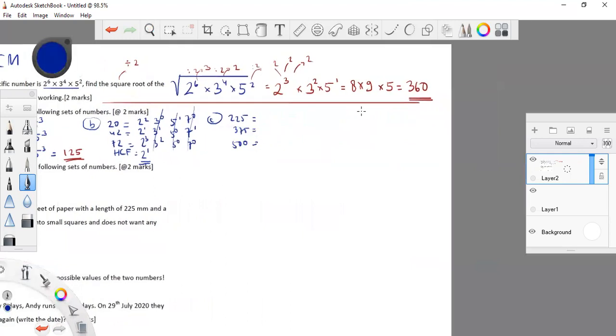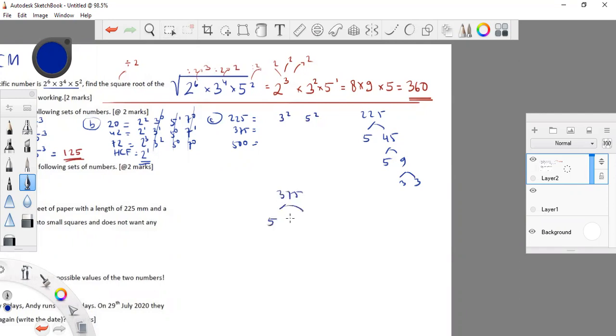Let's try. So 225 is, okay, 5 and 45, right? Yeah, 5 and 45, and then 5 and 9, 3 and 3. So 3 square, 5 square. 3 square, 5 square.